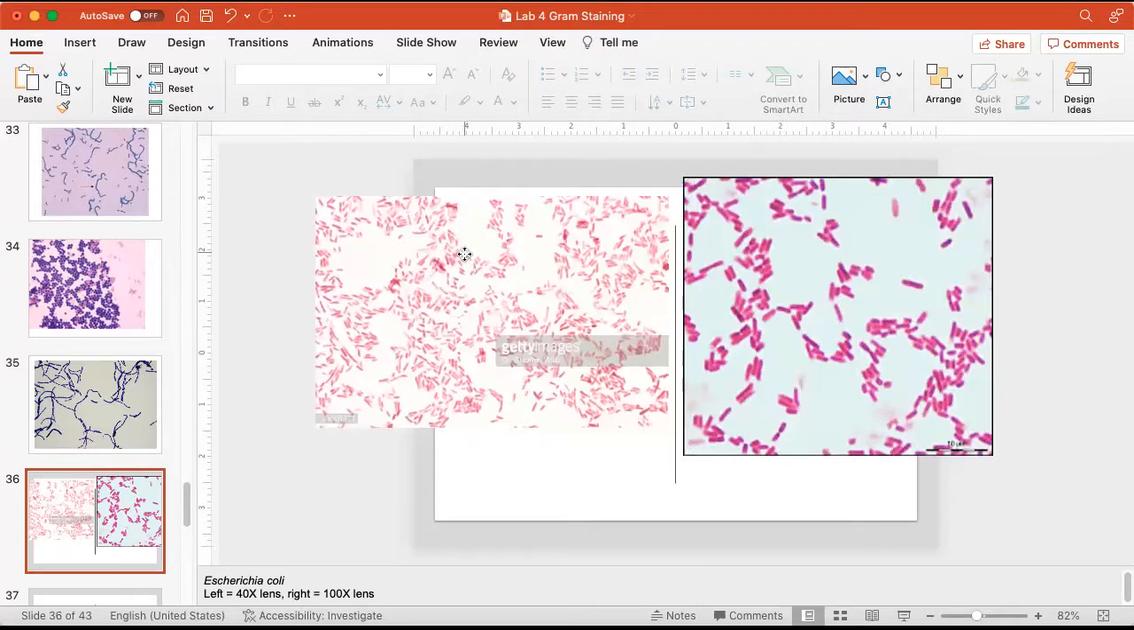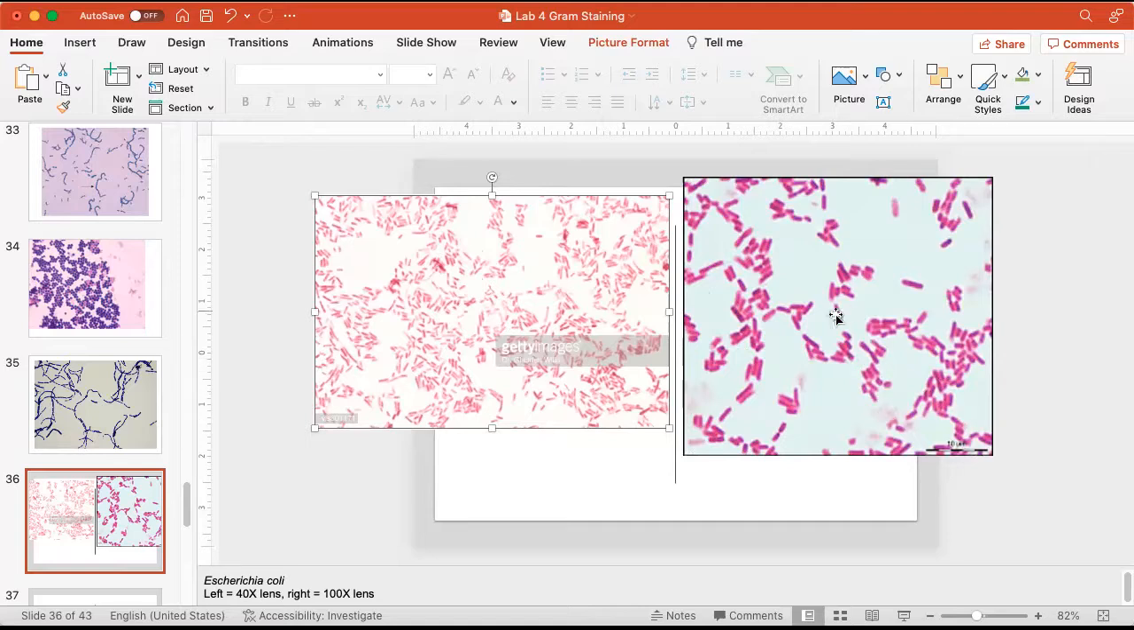So again, we can look under the 40X and we can get a gram status. But if you look here and you don't feel good about whether you see rods or cocci, you just go up to 100X and you'll get a much better view.